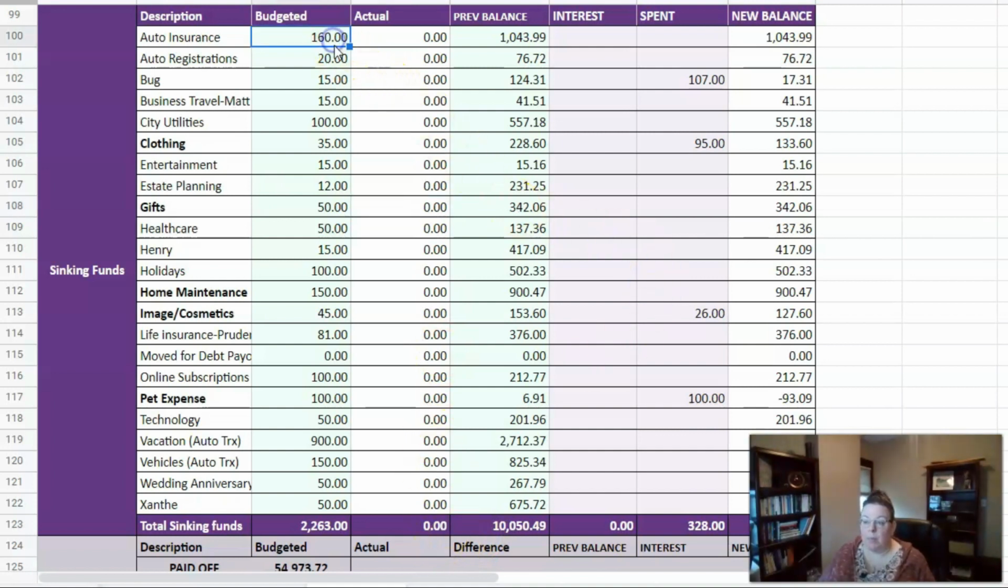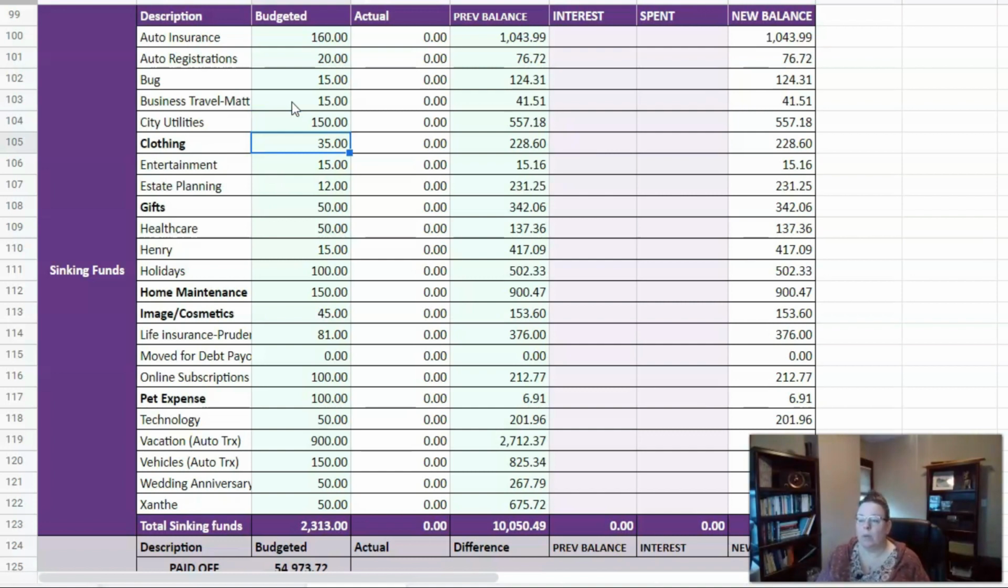So we have auto insurance that we put $160 a month in, which is due every 6 months. We have our auto registrations, which is due once a year. We have one for Bug, which is our granddaughter, and just a little extra money that we set aside for her. And actually, I'm going to remove all of these. That's from last month. You can see my mouse isn't working. It jumps. And business travel, $15, just in case Matt has to do anything. Sometimes he has to go to training and they require you to pay for your own expenses, and then they reimburse you, but I like to have it saved up so we aren't trying to cover it in that month.